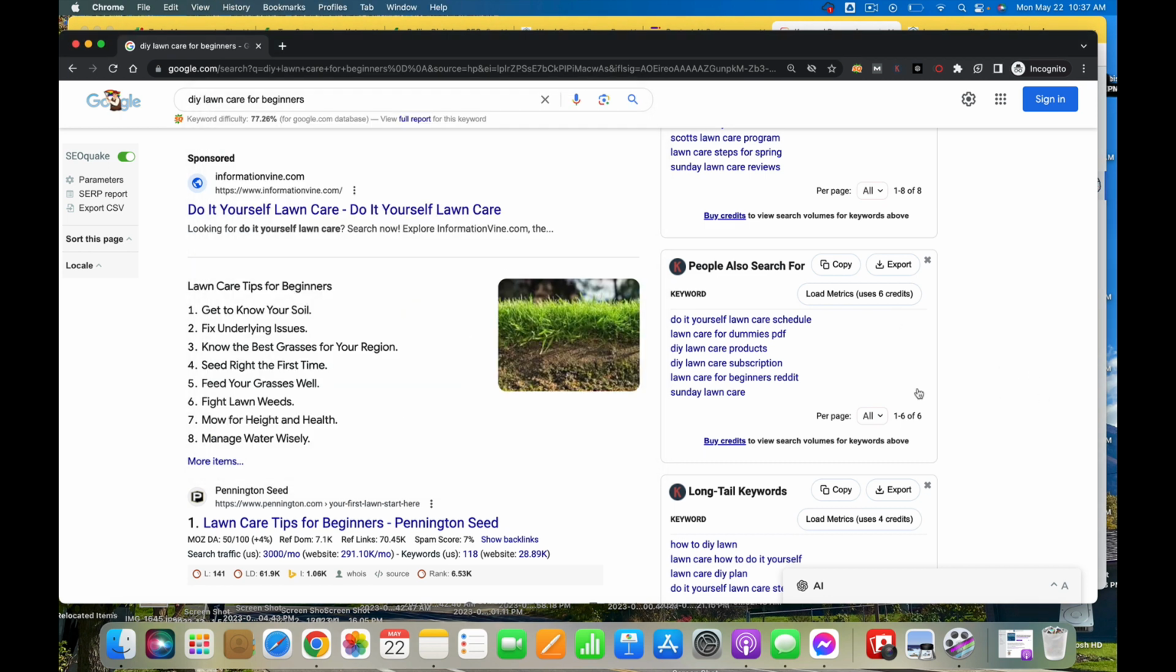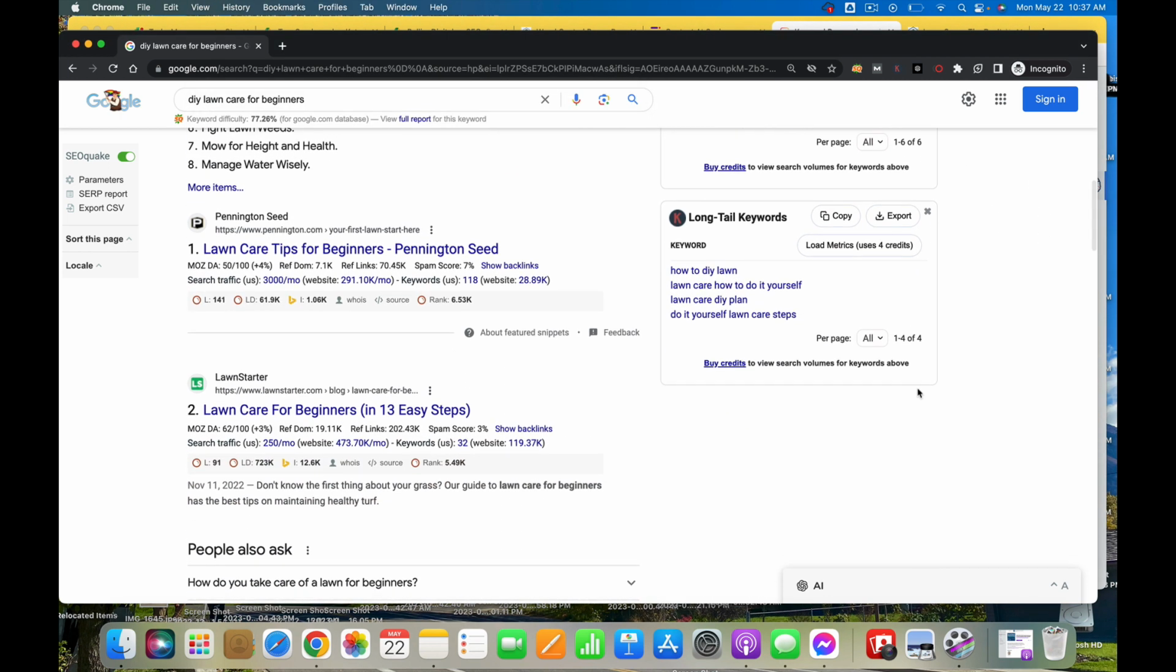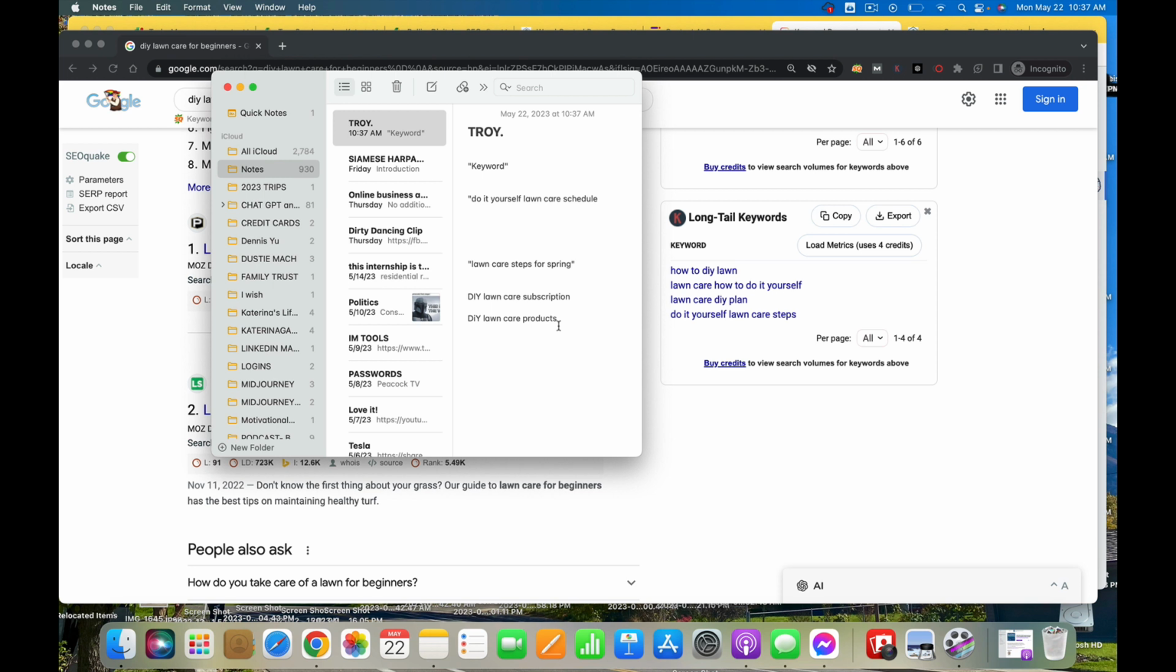All right, and then long tail keywords, lawn care, how to do it yourself. The problem with that is it's not a real good phrase because of the fact that that would look weird in a title. But this do it yourself lawn care steps, I like that. So we'll do this, do it yourself. That could be a subheading in the article.